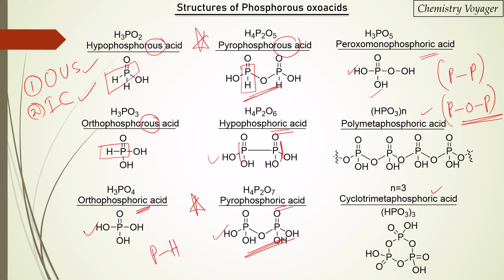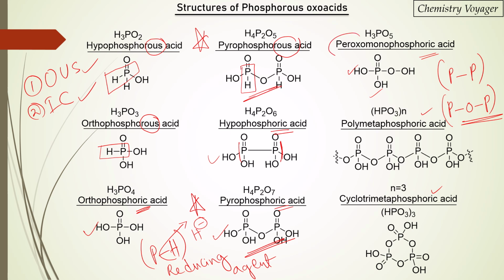And when we look at the reducing properties of these particular acids, the acids with the P-H bond, phosphorus to hydrogen bond, will act as what? Reducing agents. This is because of the electronegativity difference between phosphorus and hydrogen. Hydrogen's electronegativity is more than the electronegativity of phosphorus. Because of that, there is always the possibility that they can give this hydride ion, which can act as a reducing agent.